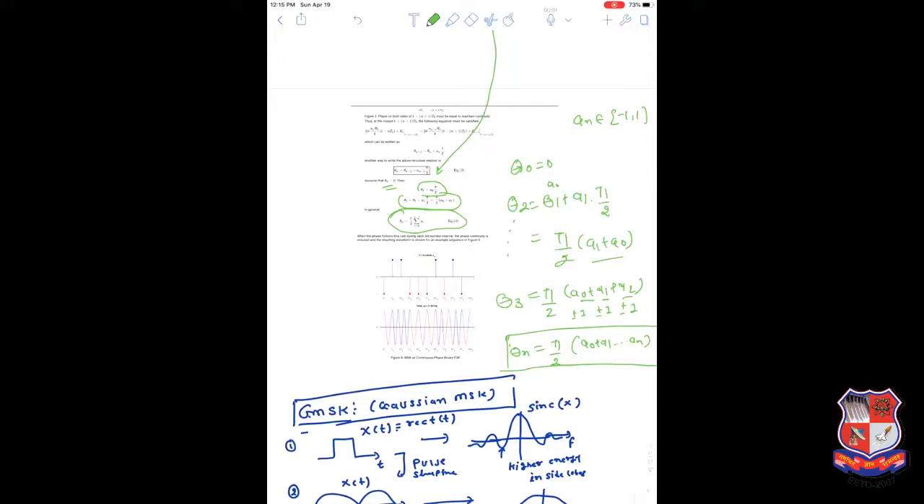So this is the phase that is added in an FSK or PSK signal to reduce jump discontinuity.